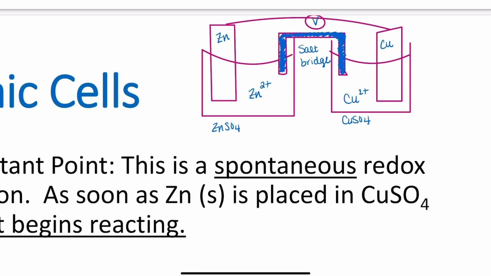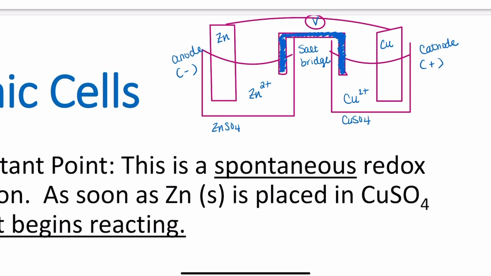Let's see. What do we got going? What else do I need to label here? This is my anode. This is my cathode. The anode in a galvanic or voltaic cell will have a negative charge to it. The cathode will have a positive charge.